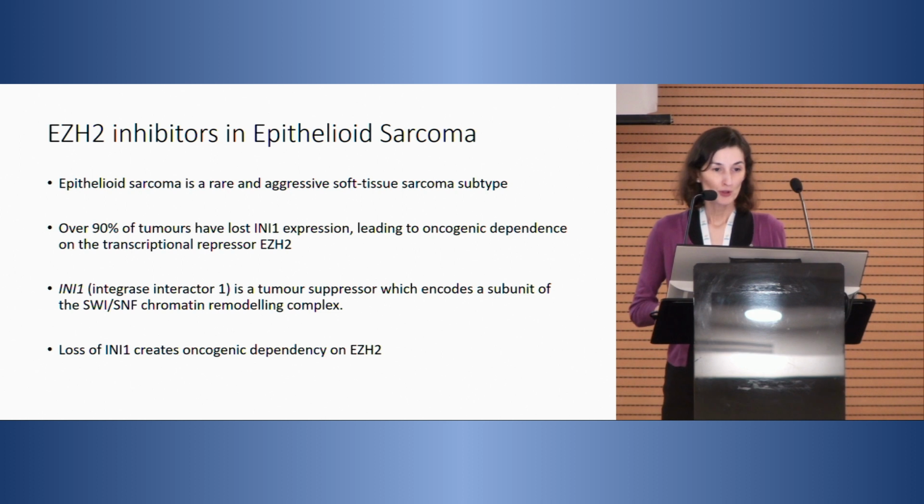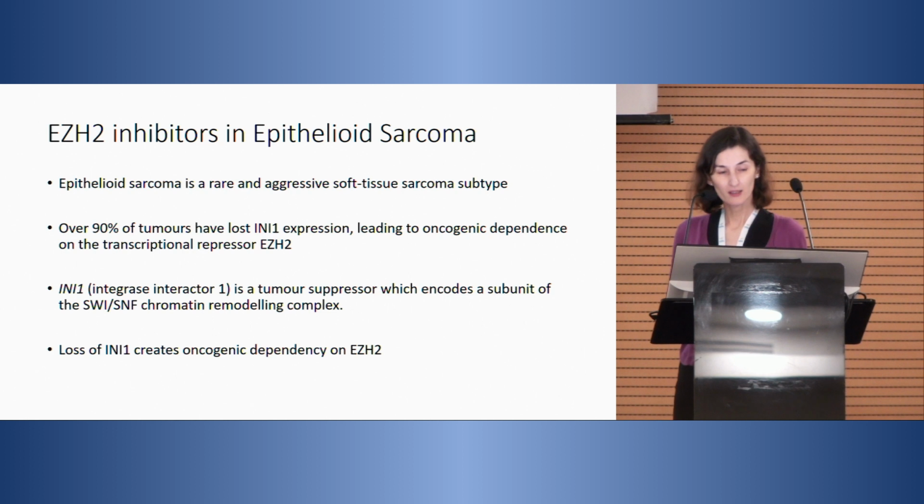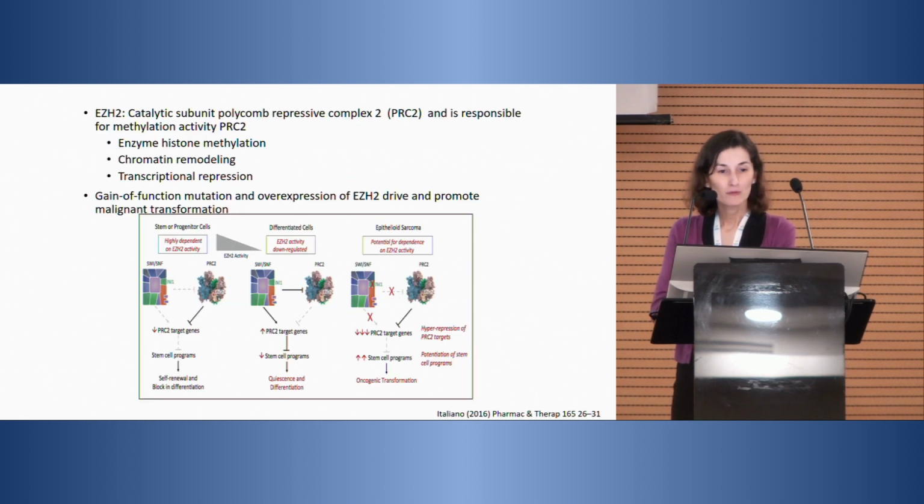Now I'd like to move on to another subtumor type, epithelioid sarcoma, which is a very rare and aggressive soft tissue sarcoma. We know that about 90% of these tumors have lost INI1 expression, and as a result of this, they become dependent on EZH2, which is involved in histone methylation, which is basically an epigenetic pathway.